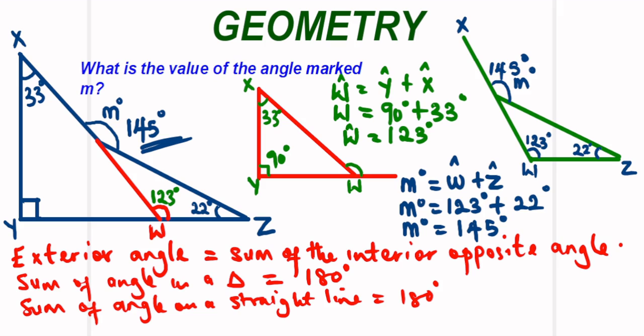So now we're able to get the angle marked M. I would love you to try using the first method I mentioned, that's the sum of angles in a triangle and angles on a straight line. Then you'll see you'll be able to get the same 145 degrees. So whichever method you decide to use will work well for you.